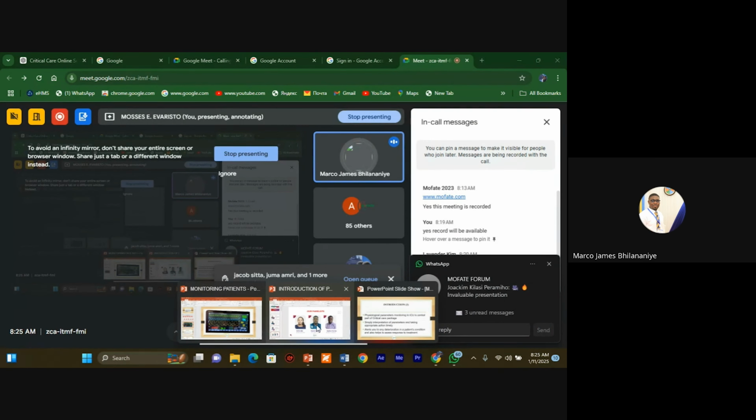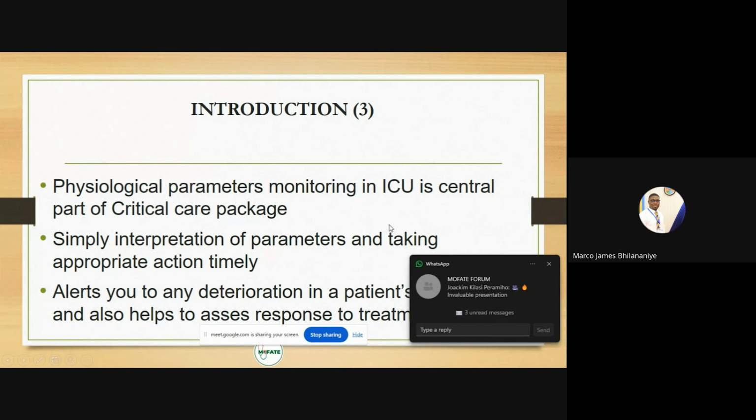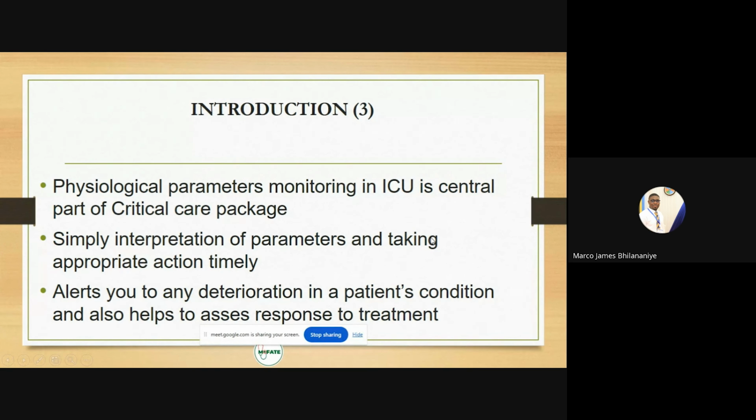Monitoring of a critically ill patient is simply an interpretation of parameters and taking appropriate action timely. As you find that in most cases, patients are connected to monitors and are not under monitoring. You might find some parameters deranged, like a patient with tachycardia, heart rate of 138 up to 140 something, and somebody is just relaxed, waiting for someone to come and give directions on what to do. That's not patient monitoring. That's connecting the patient to the monitor.